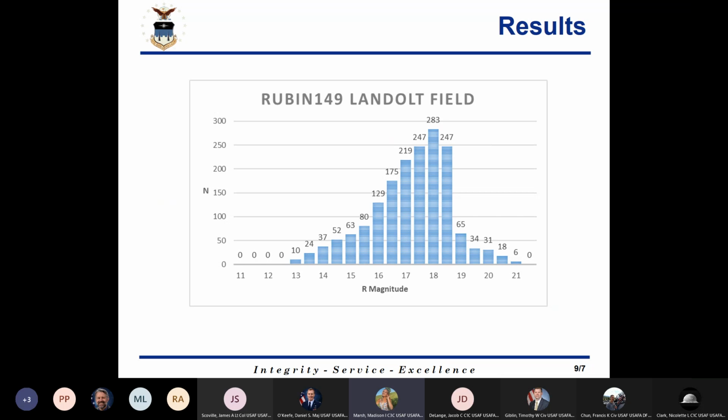For this next one, this is a histogram of the number of sources detected at a certain magnitude. Let's take the R magnitude 15, for example. You can see it has the number 63 above it. That means that there are 63 sources detected at the 15th magnitude. For this photo, as you can see in the histogram, it starts to drop off around 18, but it does go until around 21.